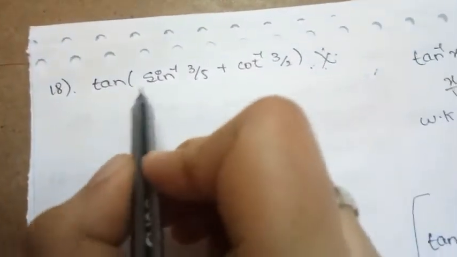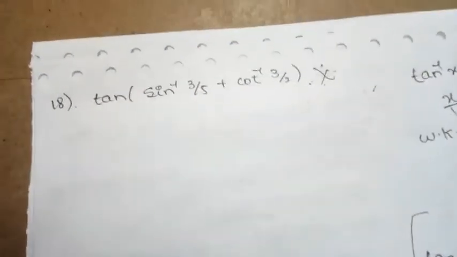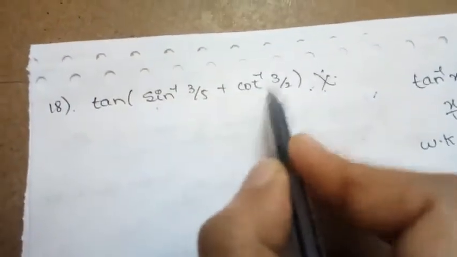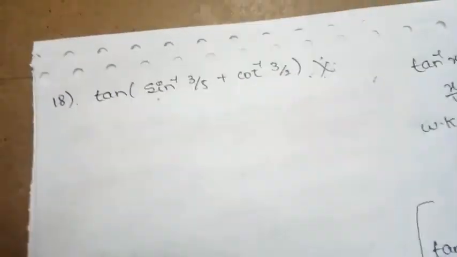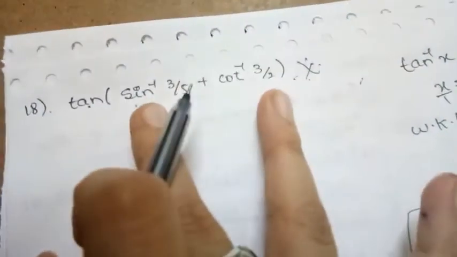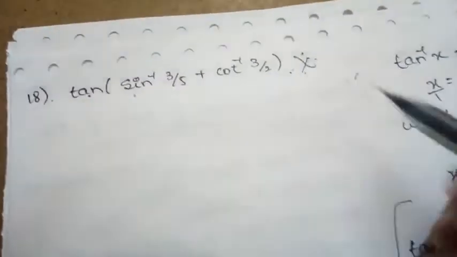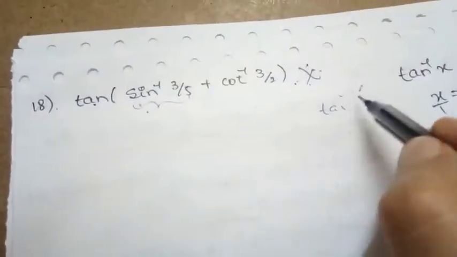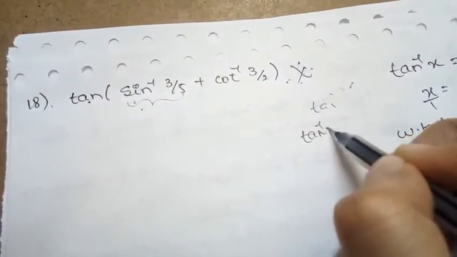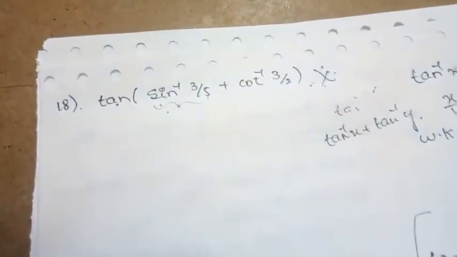Here we have tan of sin inverse of 3 by 5 plus cot inverse of 3 by 2. There is no property with sin and cot that gives one value. Since we have tan outside, whatever is within the bracket, let us try to bring within tan inverse. If I convert this one into tan inverse and this one also into tan inverse, then we can use the identity for tan inverse of x plus tan inverse of y. So now let us try to bring this into tan form.